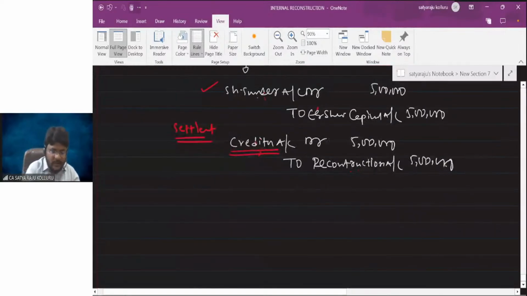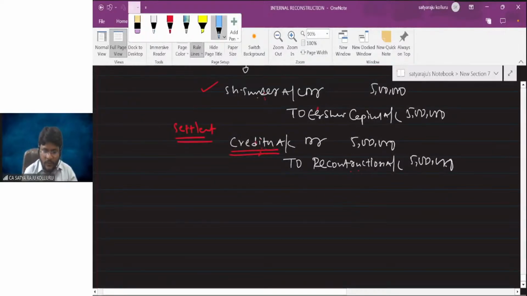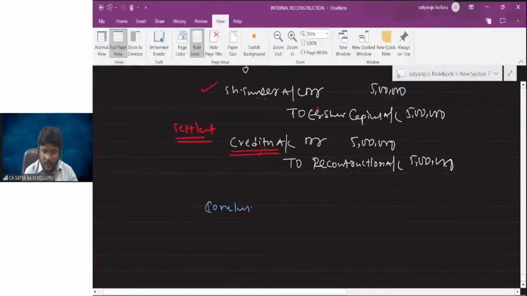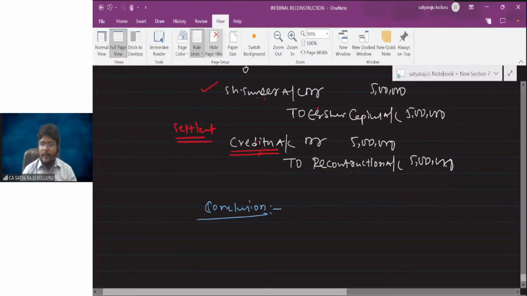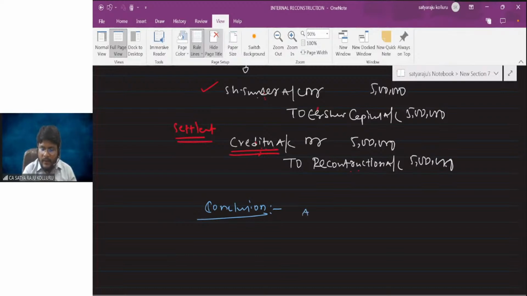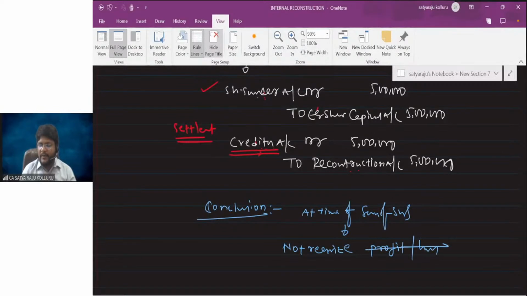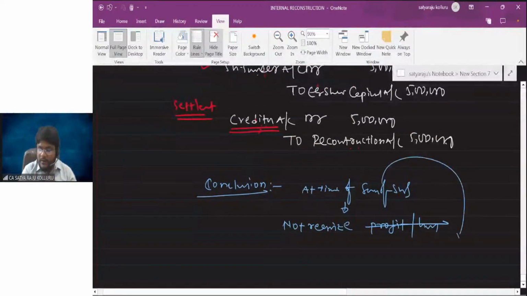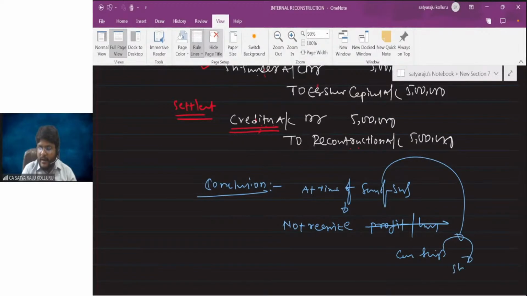Now, my conclusion is, please all of you concentrate on this conclusion, otherwise you might get confused. The conclusion is, at the time of surrender of shares, I will not recognize any profit or loss. Just at the time of surrender of shares, I will cancel share capital and put that amount into the share surrender account, simply.